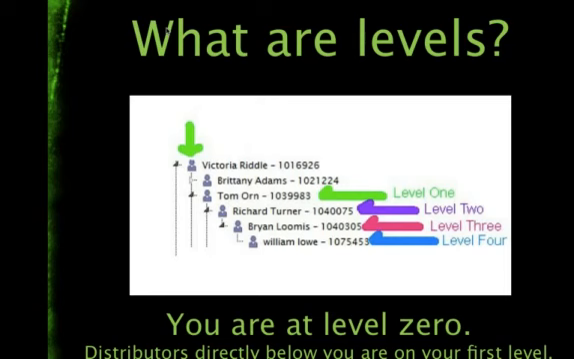So looking at this picture, we're going to pretend that you are Victoria Riddle. Okay? You're going to see a little indentation. Remember, you're at level 0, so that little indentation means that's your level 1. Looking at this example, Brittany and Tom are both on your level 1. And you see another indentation, that's your level 2. That's Richard. Your level 3 is going to be Brian, and your level 4 is going to be William. So every time it indents over, that's a different level.